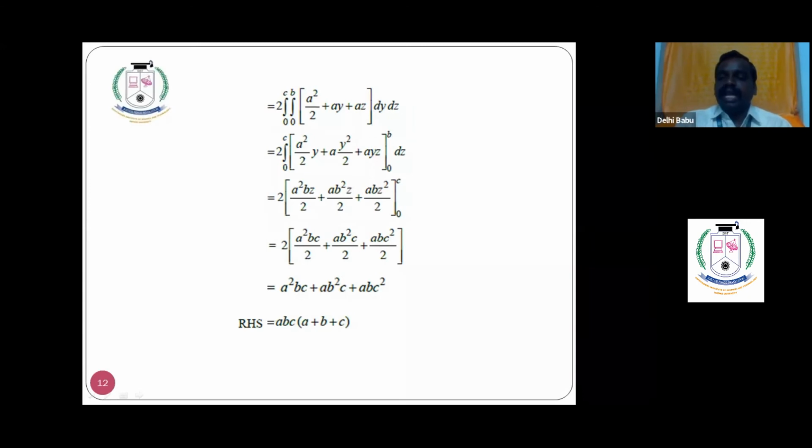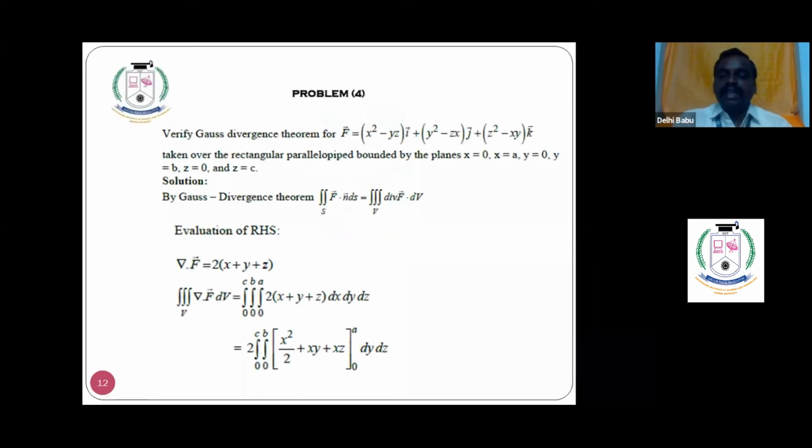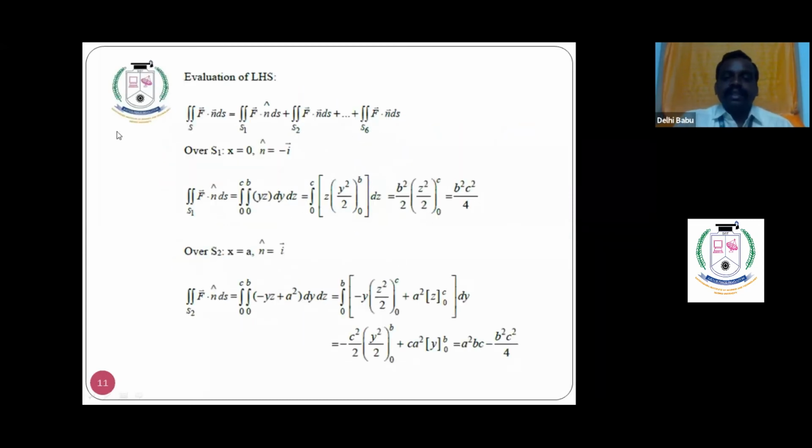Now I go to LHS. What is your LHS? Double integral over S, F vector dot n cap. So the LHS I can find: there are 6 surfaces, as already told, namely S1, S2 bottom and top, S3, S4 left and right, and S5, S6 these two sides. So S1, S2 are parallel, S3, S4 are parallel, S5, S6 are parallel.